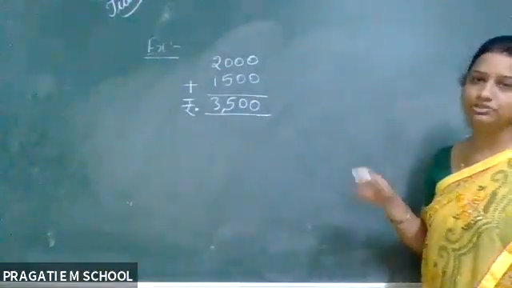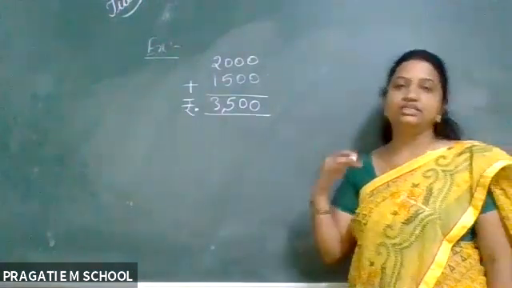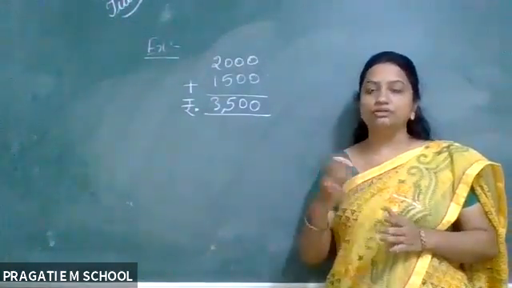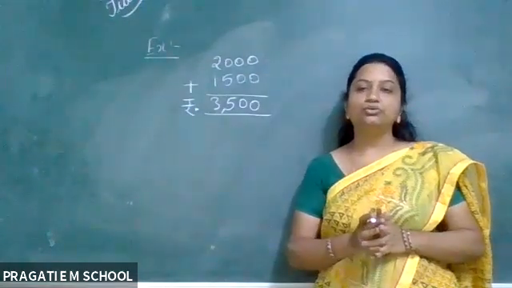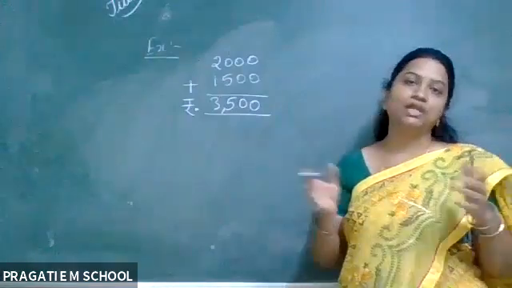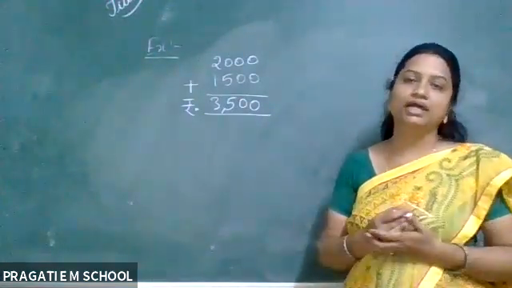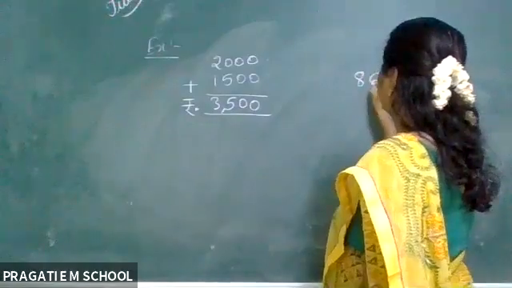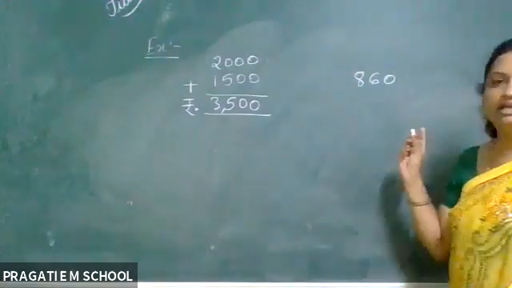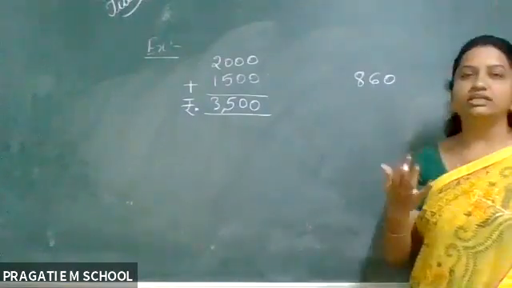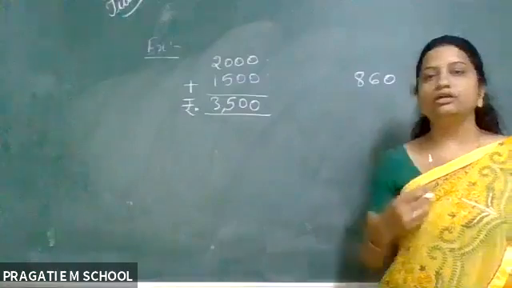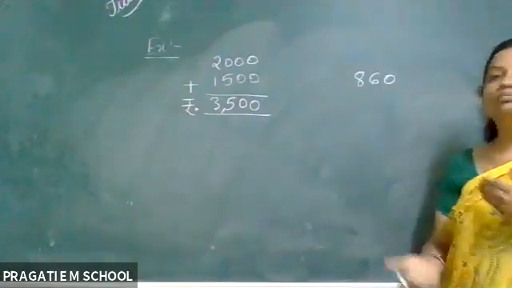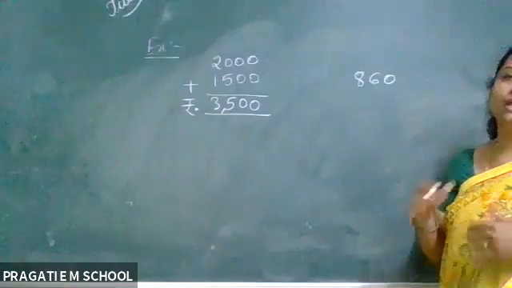I'm going to give you another example, children. See here. For example, you are going to a nursery. Nursery means a place full of plants. You and your family have decided to purchase some plants. The total amount after purchasing the plants is just ₹860, children. And your father has given ₹1,000 to that particular flower vendor. So how much amount are you going to get back? How much amount is left?